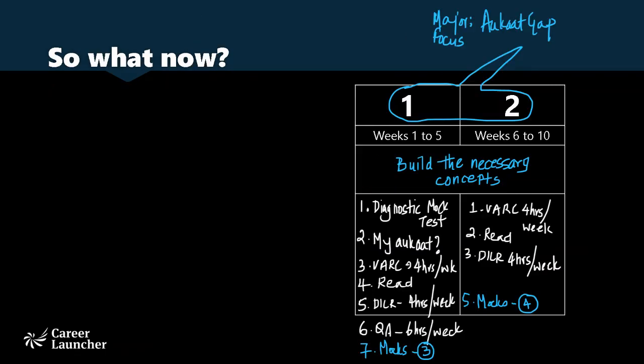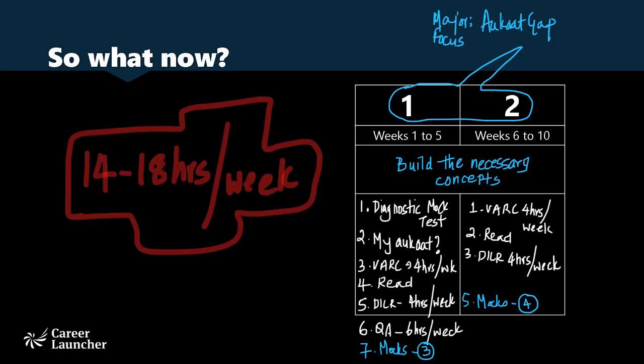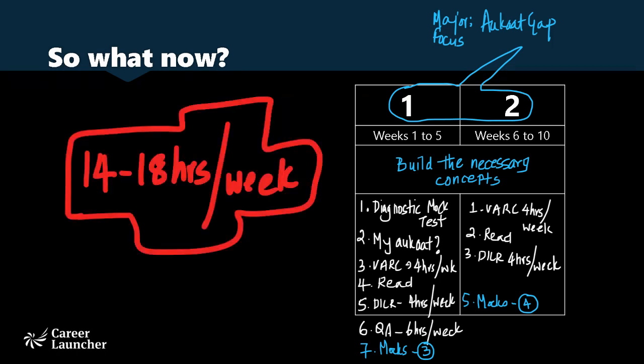These are the two things in phase one and phase two: build the Aukaat gap, and this is the task that you have. When you add all the time that you have, we are looking at about 14 to 18 hours per week. And I'm sure that you have got 14 to 18 hours per week. Even if you're working very hard, I'm sure that you can take out 14 hours per week. Now, if you don't have 14 hours per week, whatever the reason, relook at it and see what is very important to you and adjust your schedule accordingly.